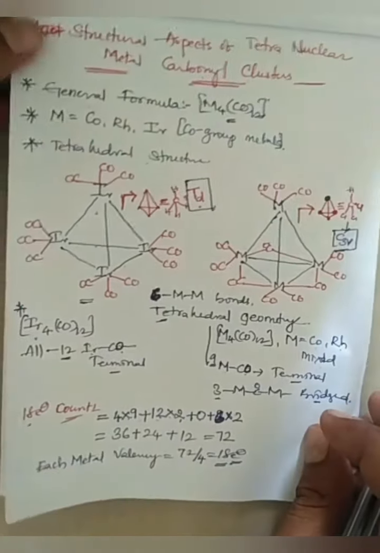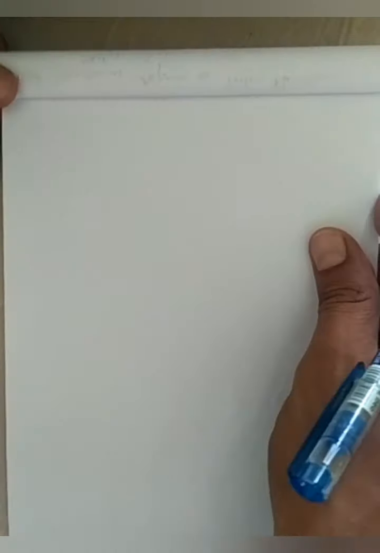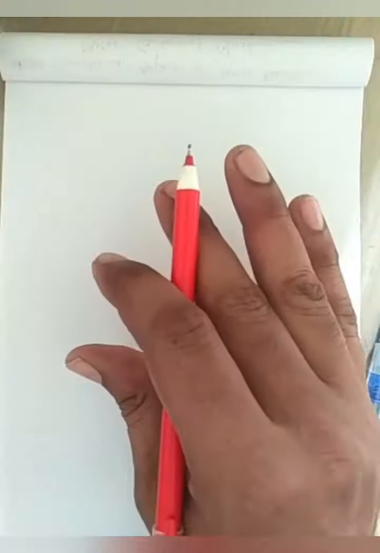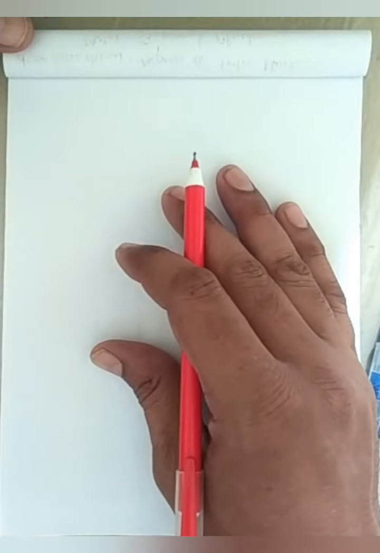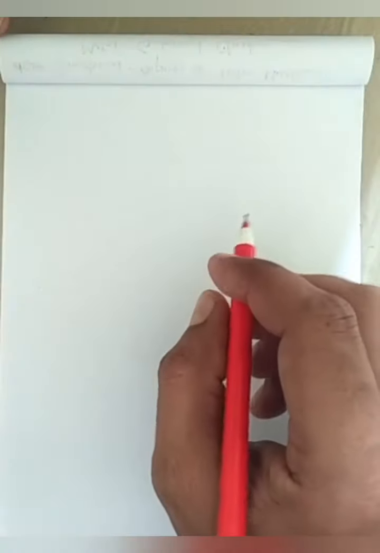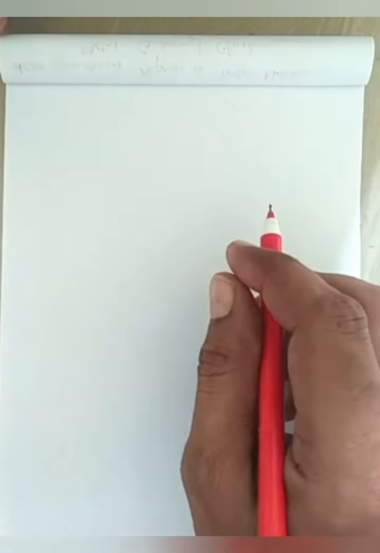So now next we have to go for relative stability. When we see the tetranuclear or trinuclear metal carbonyl clusters, they are showing two types of structure. Some of the clusters are forming bridged structures, some are saying non-bridged structures. So why is the variation taking place?